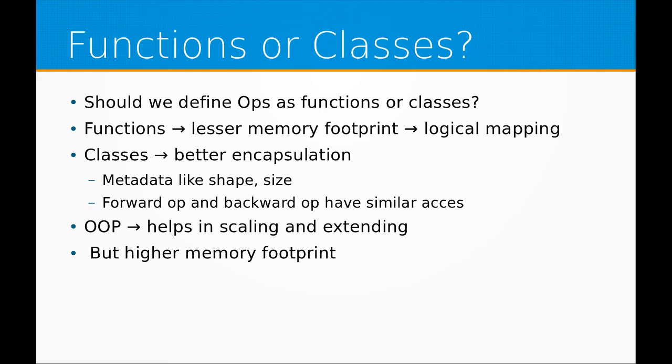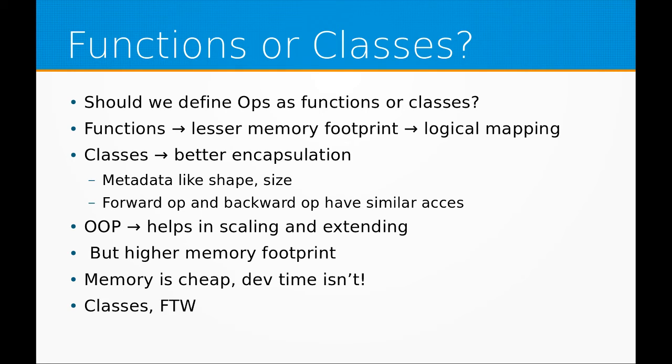However, there's a catch: classes have a higher memory footprint, because these will be allocated memory on the heap, and this will take up more memory than having a function. But memory is cheap. Dev time isn't. It's easy to get an extra 16 GBs of RAM or 1 TB of hard disk. Maybe caches are a bit expensive, but still. Getting an extra developer is much more expensive than getting extra RAM. So even if it's a higher footprint, it improves developer efficiency. So classes are for the win.